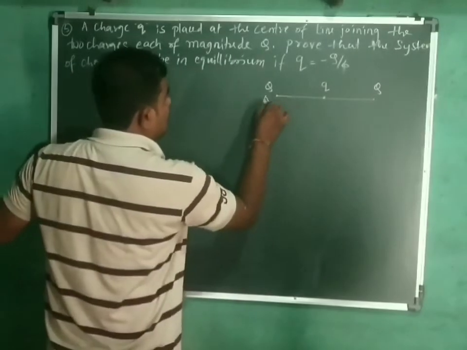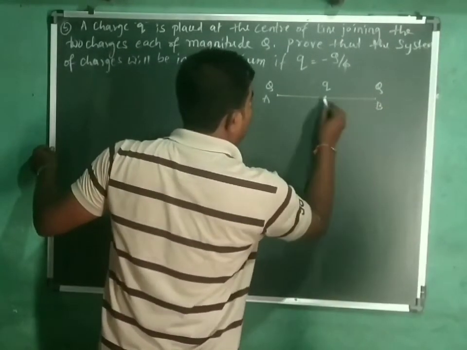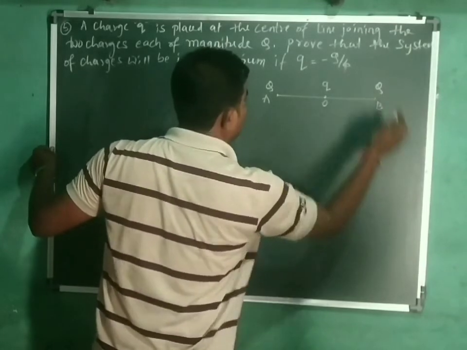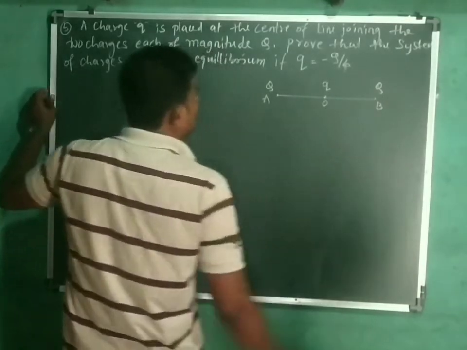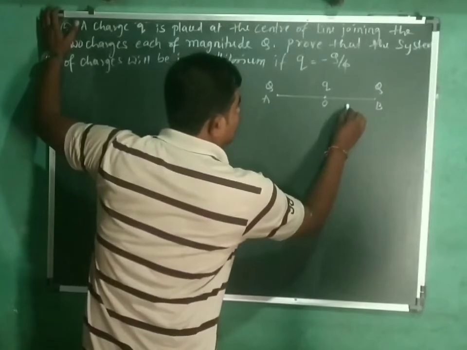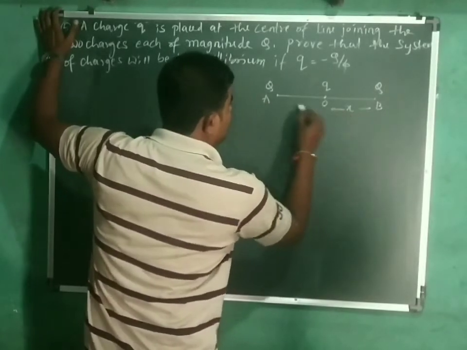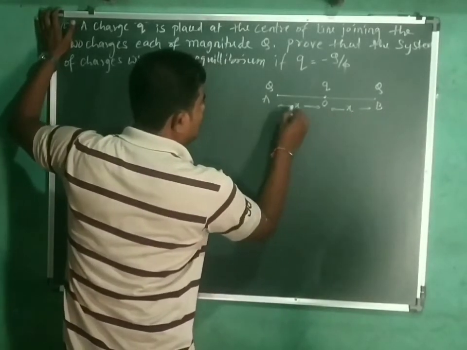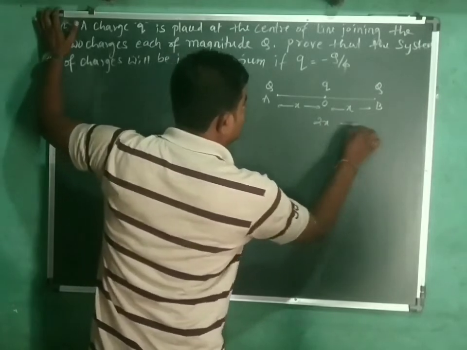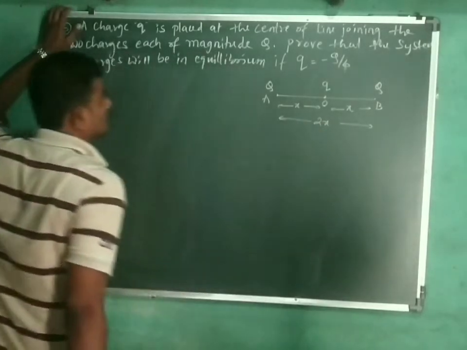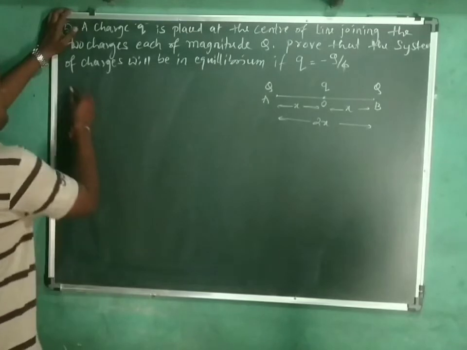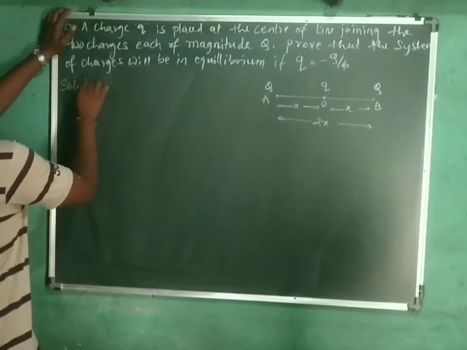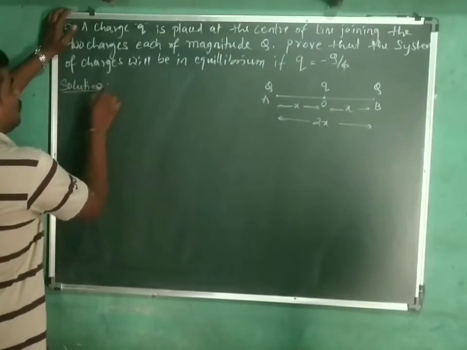Let us call this as A, this as B, and this as O. O is the center of AB. If this distance I considered as X, then this distance is also going to be X. The total distance is 2X. Okay, solution. So this is the given data actually, and solution.